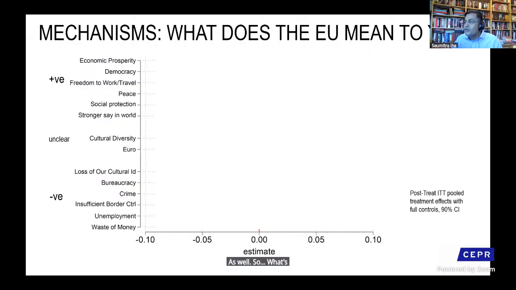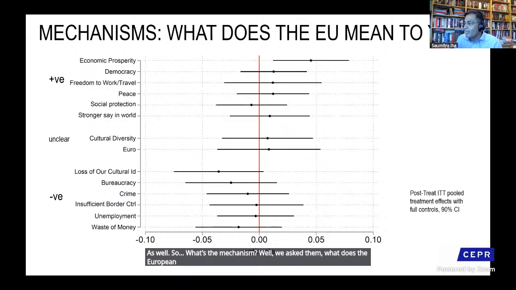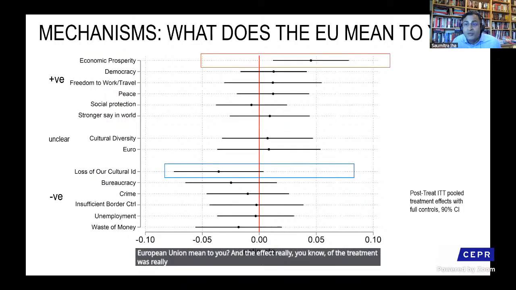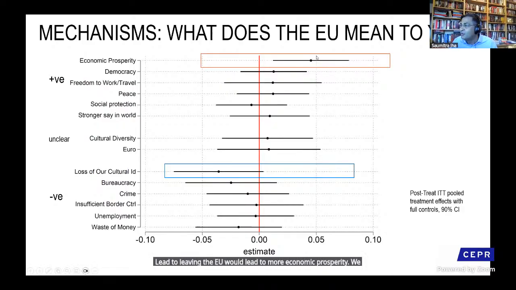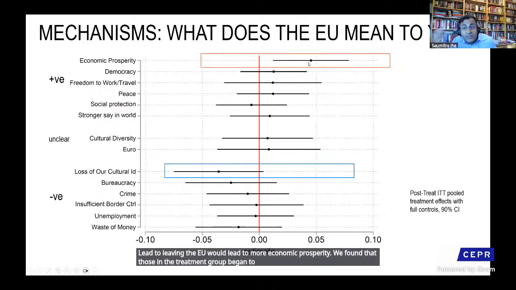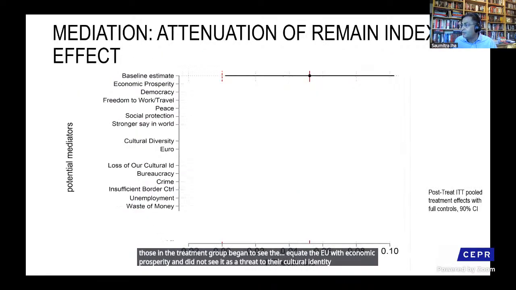Well, we asked them, what does the European Union mean to you? And the effect of the treatment was really to counter some of the populist narratives, which said that the EU was a waste of money, that it was a threat to the British cultural identity, and that leaving the EU would lead to more economic prosperity. We found that those in the treatment group began to equate the EU with economic prosperity and did not see it as a threat to their cultural identity quite so much as before.